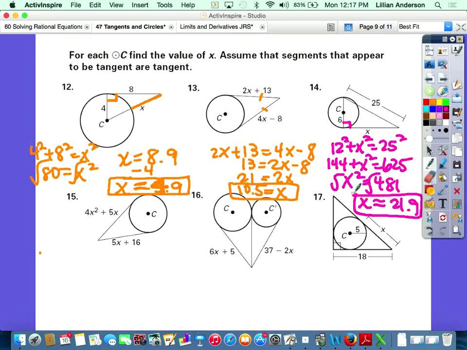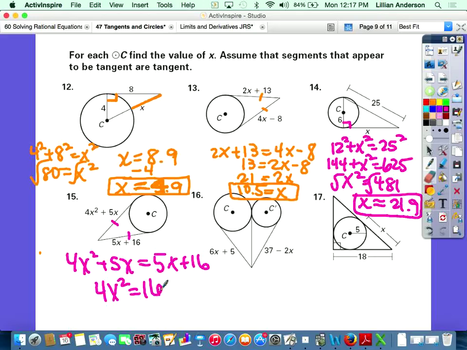Here, how do I set this up? Set them equal to each other. This is the ice cream cone theorem. Congruent. So if I wanted to solve for x, what do I have to do to the 5x? Subtract it, and you'll notice that it cancels out. So I'm just looking for 4x squared equals 16. To solve for x, divide by 4. So x squared equals 4, and x is 2.